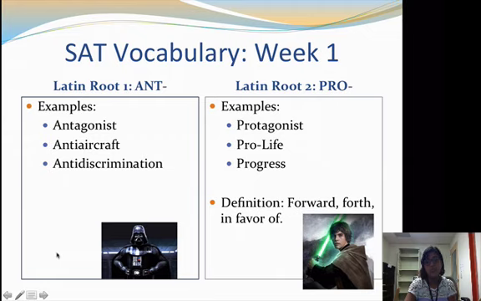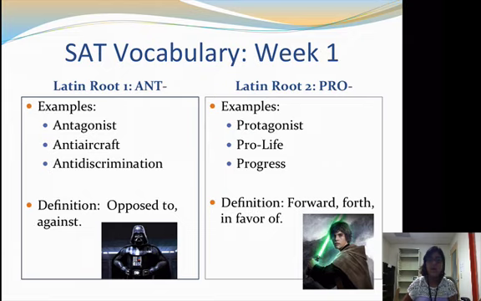Pro means forward or forth or in favor of, and ant means opposed to or against. What you should do for your example is come up with a sentence that uses a word that contains the Latin roots. Do one sentence for ant and one sentence for pro.